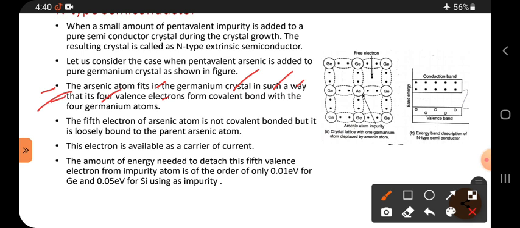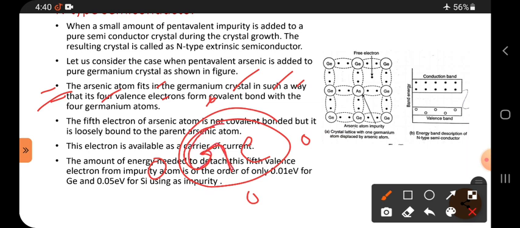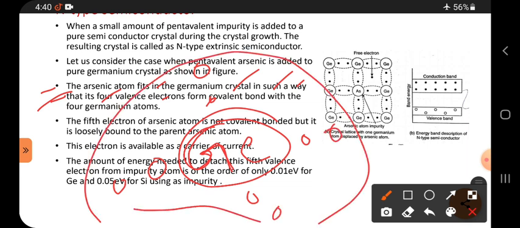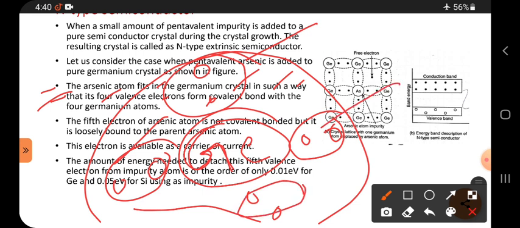Actually, the germanium atom is a fourth group element, meaning its outermost shell contains only 4 electrons. So 4 unpaired electrons are present. If this germanium wants to become a perfectly stable element, then it requires 4 extra electrons. Only then does it become stable and obey the octet rule, meaning 8 electrons like this: 2, 4, 6 and 8 electrons, the octet rule.